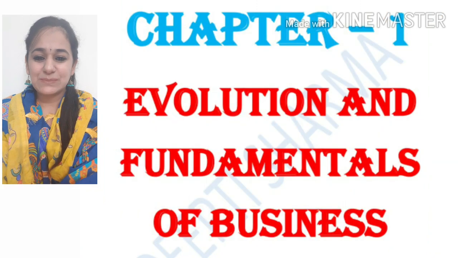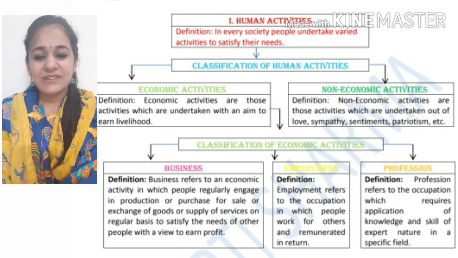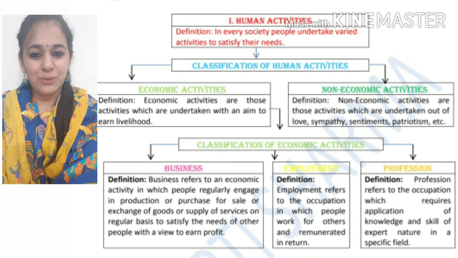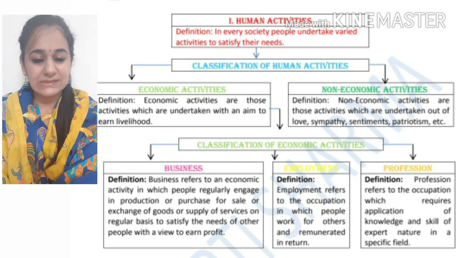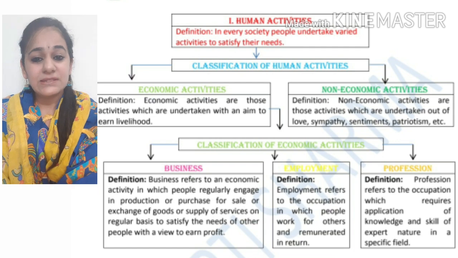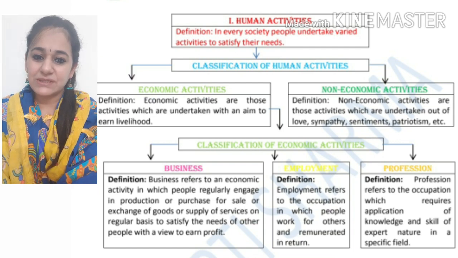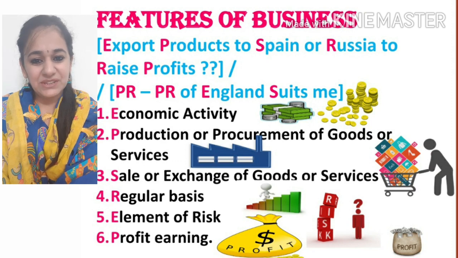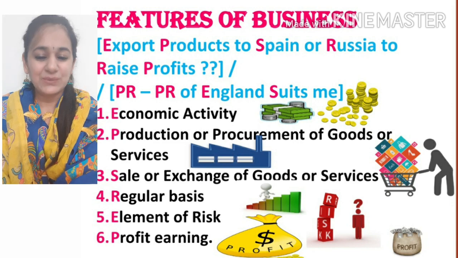Let's continue with the explanation of the remaining topics of Chapter 1, that is Evolution and Fundamentals of Business of Class 11th. Till date, I have explained the meaning of human activities, economic activities, non-economic activities, meaning of business, employment and profession, difference between business, employment and profession, and features of business. In today's video, I'll be explaining the objectives of business. So let's continue with the explanation.